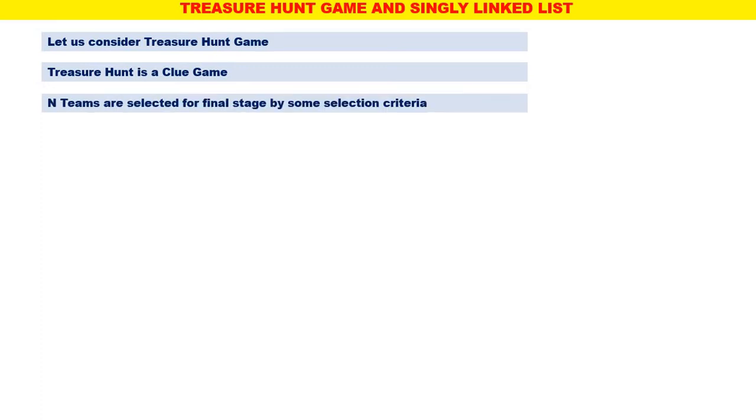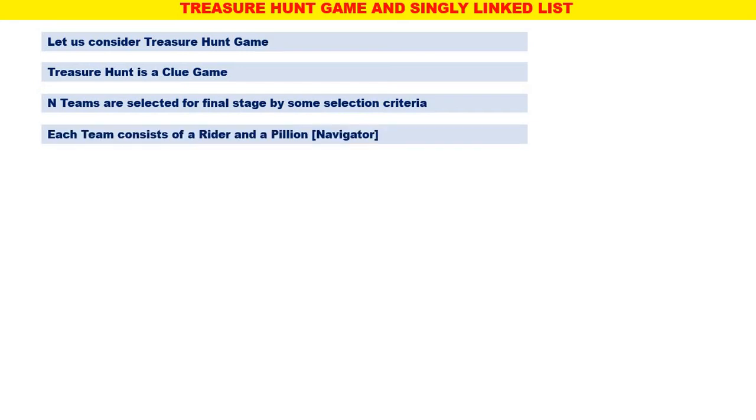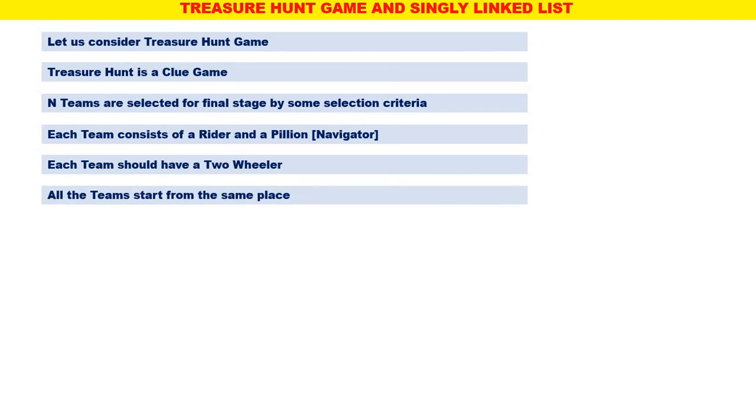N teams are selected for the final stage by some selection criteria. So totally in the finals, there are N teams. Each team consists of a rider and a pillion navigator, so two people are there in each team. Each team should have a two-wheeler.